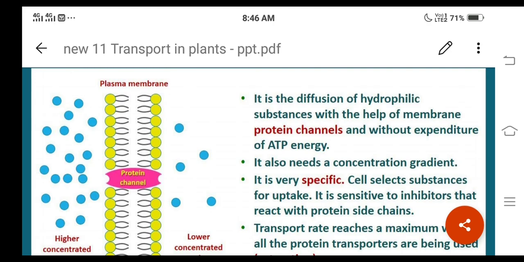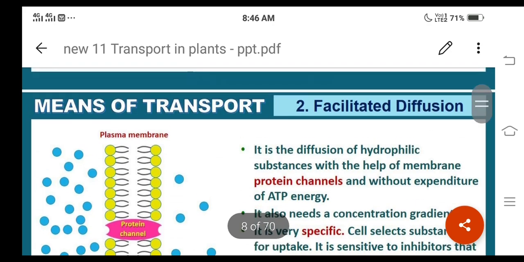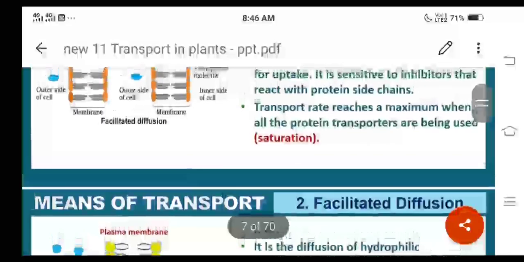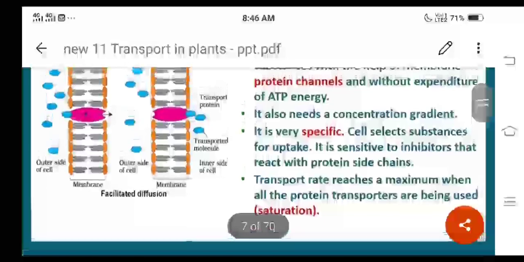Again the same points are there, but in the diagram you can observe that it also occurs according to the concentration gradient only, that is from higher concentration to the lower concentration. But the thing is, proteins are involved here, carrier proteins or the membrane proteins, but it does not require any ATP or energy, right?